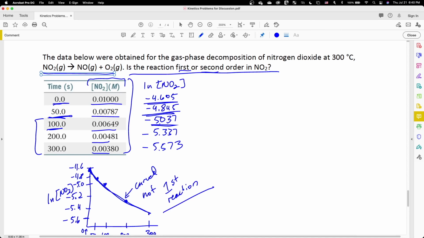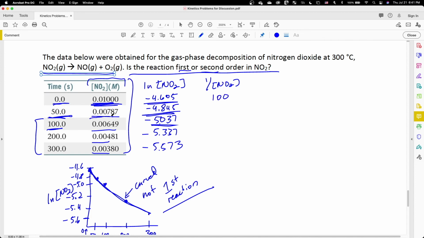But what can we do to confirm that it is indeed a second order reaction? Well, remember that for a second order reaction, you have to take 1 over the concentration of NO2. And if that line is straight when you plot the times versus the 1 over the concentrations, then that means it's a second order reaction. So let's go through and do our little chart in the math again. I do 1 over 0.01, and the number I get is 100.